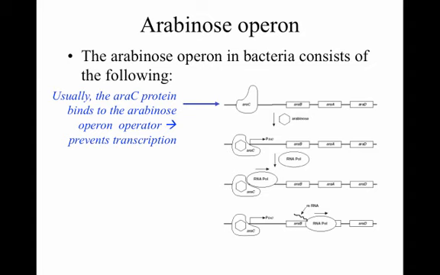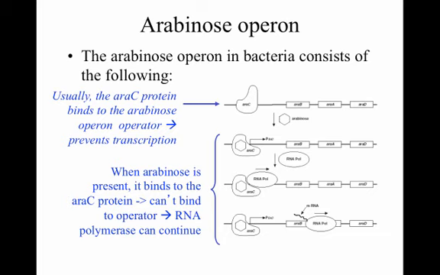So that's where the arabinose comes into play. When arabinose now binds to the Ara-C protein, it's going to change its shape. Now the Ara-C protein can't bind to the operator anymore, and that allows RNA polymerase to hop on, transcribe these genes, and therefore make the Ara-A, Ara-B, Ara-D enzymes, which will then digest arabinose.